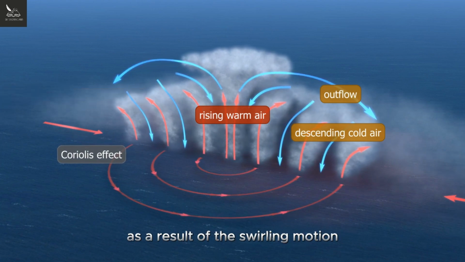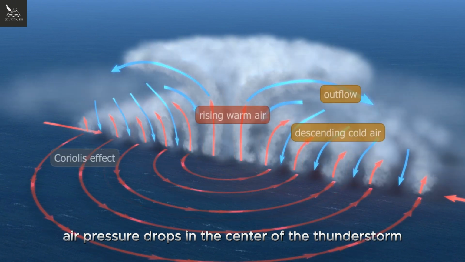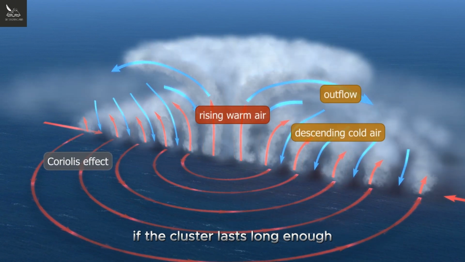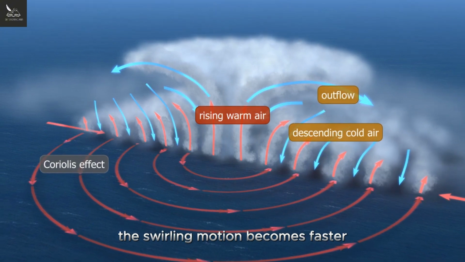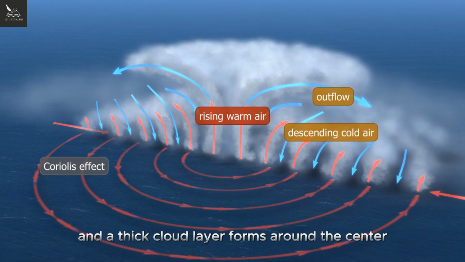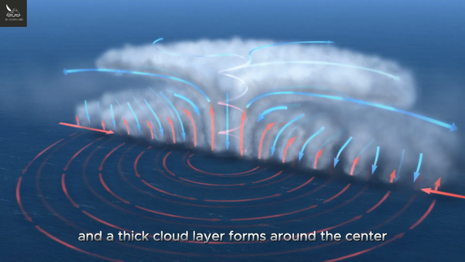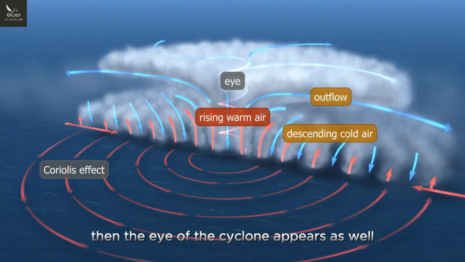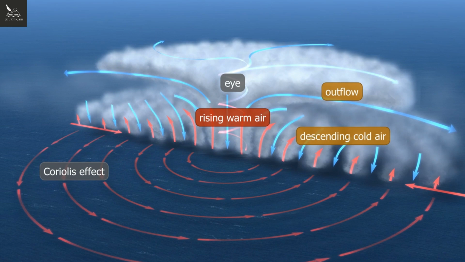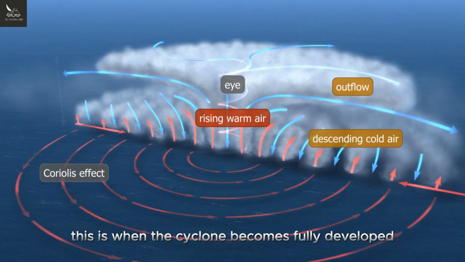As a result of the swirling motion, air pressure drops in the center of the thunderstorm. If the cluster lasts long enough, the swirling motion becomes faster, and a thick cloud layer forms around the center. Then, the eye of the cyclone appears as well. This is when the cyclone becomes fully developed.